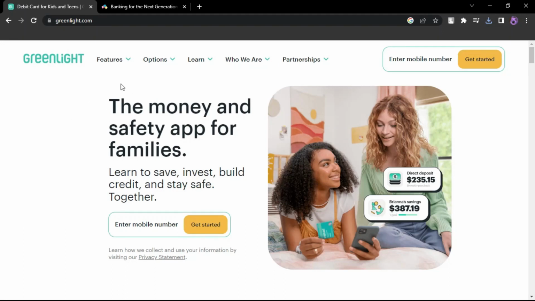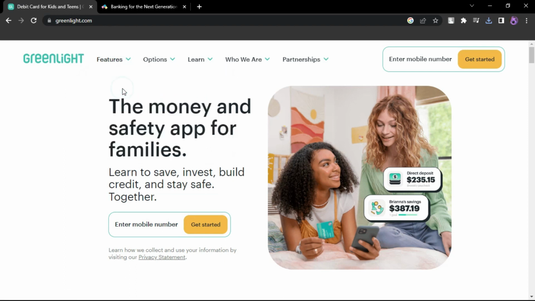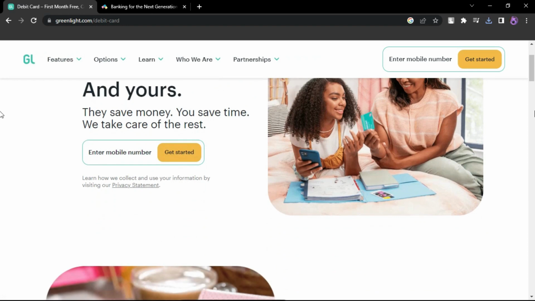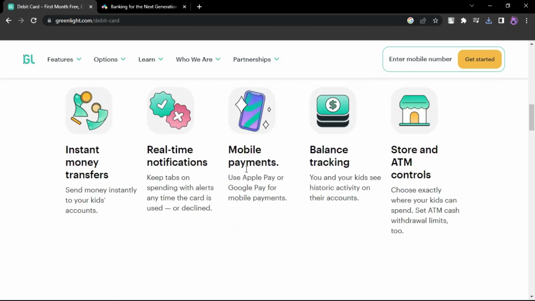Greenlight versus Step Card, which is better? Today we will discuss the pros, cons, pricing, fees, benefits, and features of Greenlight and Step Card. Both cards offer unique advantages, and the right choice depends on your specific preferences and needs. Here is my honest opinion.